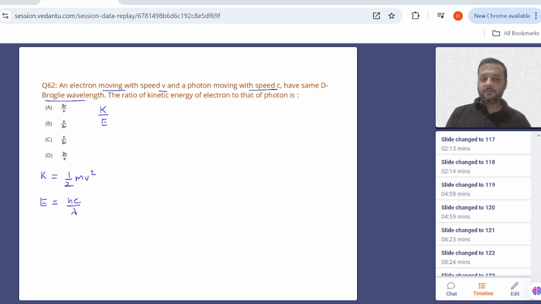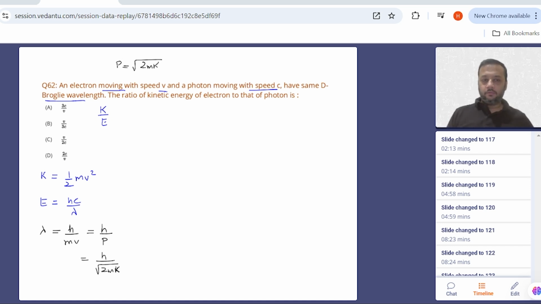So what will be the de Broglie wavelength of the electron? For the electron, the de Broglie wavelength is given by lambda equals h upon mv. And this mv is the linear momentum. So this can be written as h upon p, where p is the momentum of the electron, and you know that there is a relation between the momentum and the kinetic energy, which is p equals root 2mK. That means we can write this as h upon under root 2m into kinetic energy.